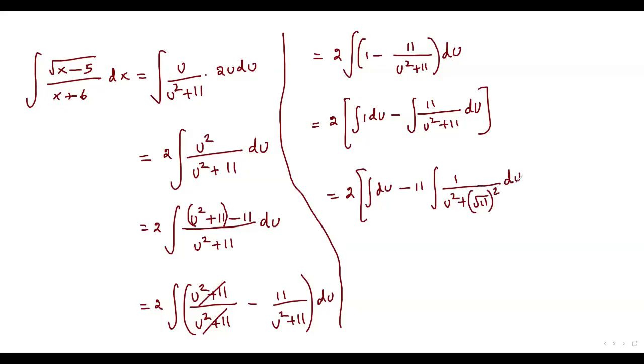Then we have du over here. And here we have a question: why do I do this one? That is, here we have 11, I'm taking the square root. To balance the square root, I'm taking the square.